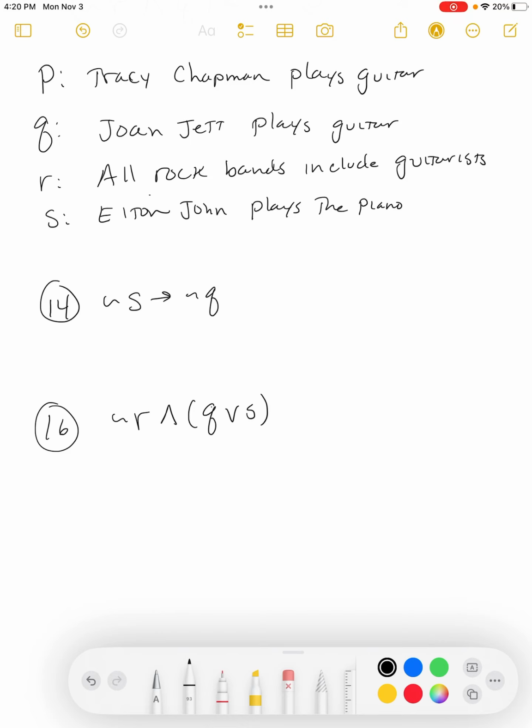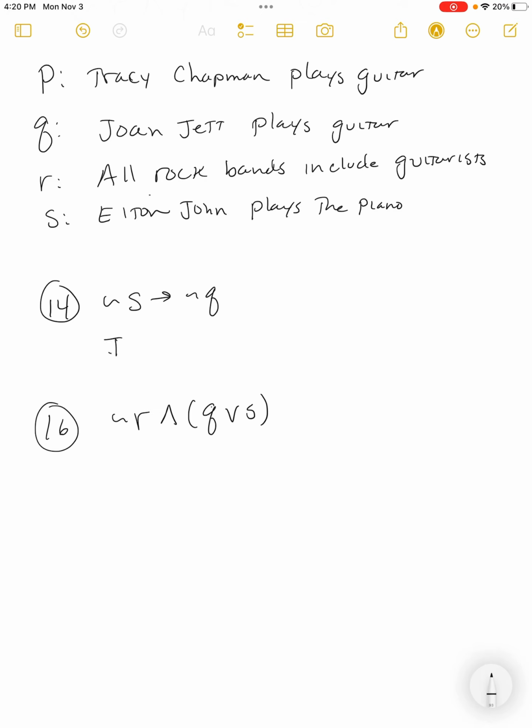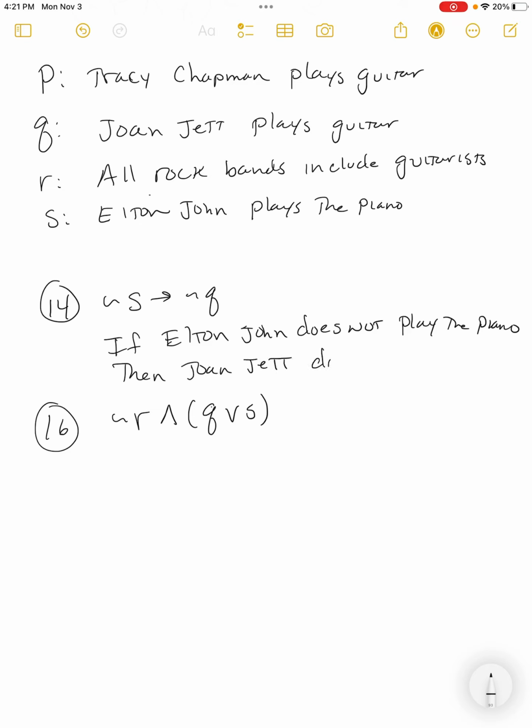So the negation of S, arrow, negation of Q. Well, we know what that arrow is. That's an if, the first thing, if Elton John, now it's a negation of S, does not play the piano. Then, and then the negation of Q, Joan Jett does not play guitar.